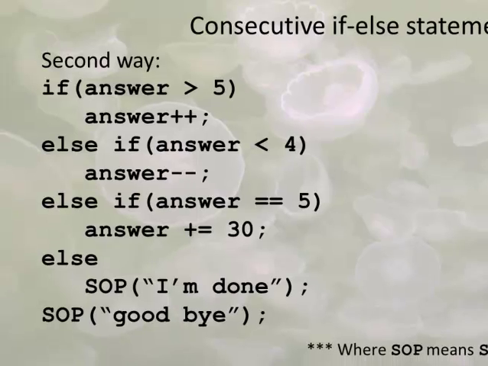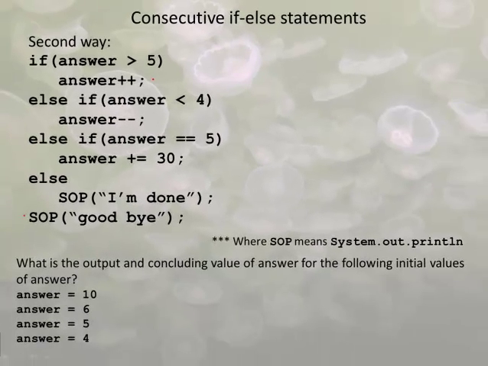So I want you to pause this again, and on a scratch piece of paper, I want you to pretend first that the value of answer is 10, and tell me what would happen. Then I want you to pretend it's 6, tell me what the output would be, 5, and then 4. So four separate little mini problems. So pause the video right now. So here I'll work them out now.